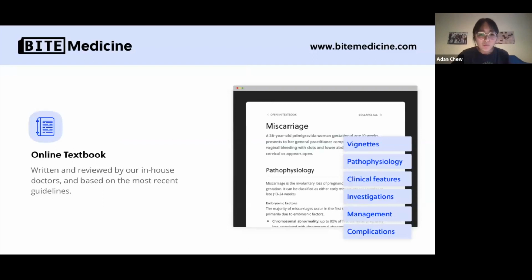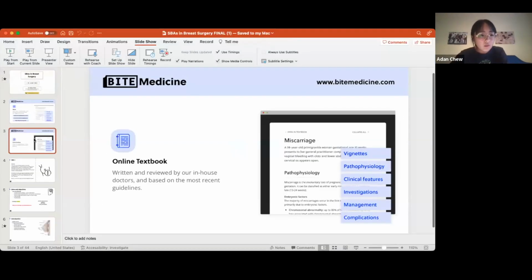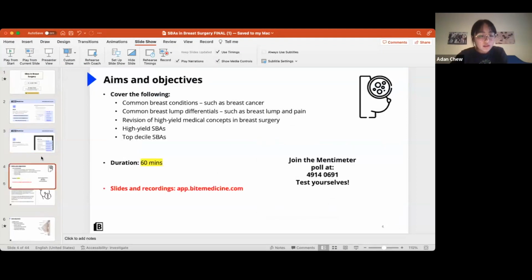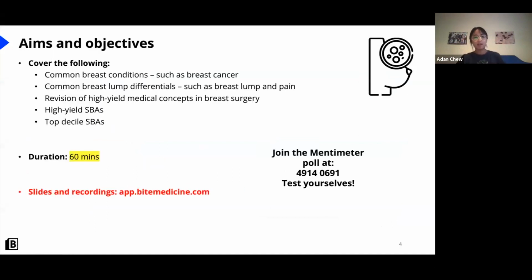Yes, so we'll make a start. Today we're going to go through a few of the common breast conditions, such as breast cancer, and a few breast lump differentials, such as breast lumps and pain, and some high yield concepts, and also some top decile stuff that people who are aiming for honors would want to go for. I wouldn't be able to cover everything about breast surgery today, but I've picked out, from my own experience as well as Richard's help and support, what the main concepts are and what's important to know. I'm not sure what level you guys are, but I've set this presentation to medical exam finals. So if you're taking the MLA, hopefully this will be helpful to you.